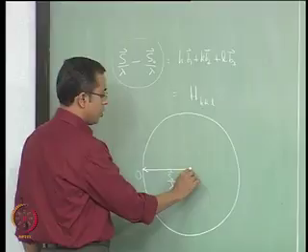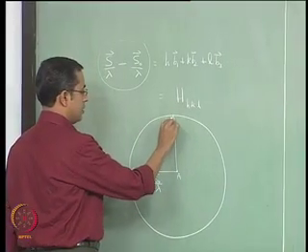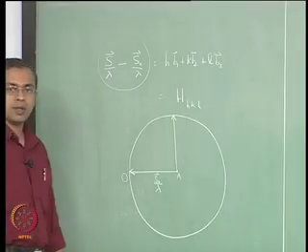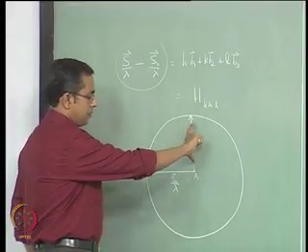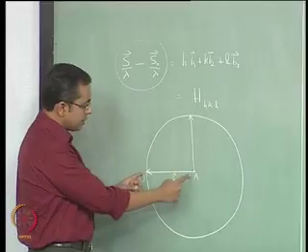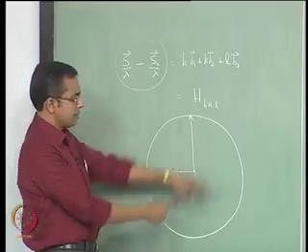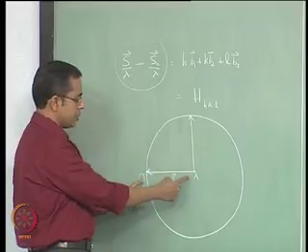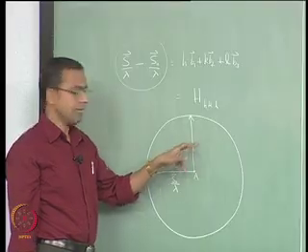Now supposing I draw a vector like that. What is this vector? The magnitude of the vector is the same as the magnitude of this vector. There is no difference in the magnitude because it is a radius, a circle of the same radius, so the magnitude is the same. So the magnitude of this vector is 1 by lambda.